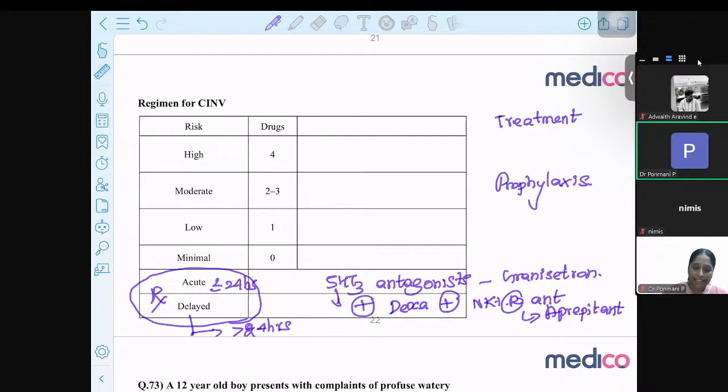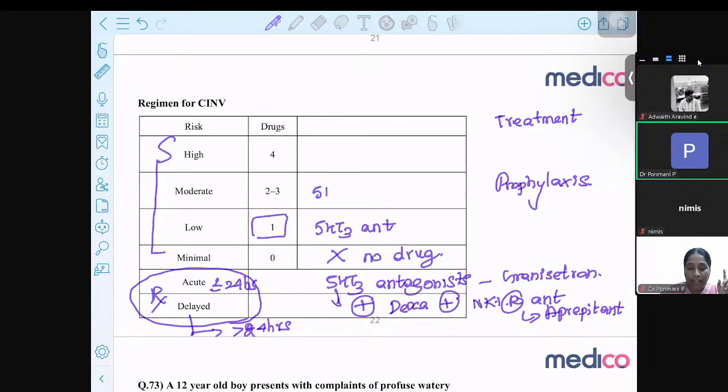And for prophylaxis, we are going to classify the drug risk-wise. If the chemotherapeutic agent has minimal risk of causing CINV, then no drug is needed. If the drug has low propensity to cause CINV, then one drug. And what will be the one drug? It is going to be a 5-HT3 antagonist. That is going to be the one drug.